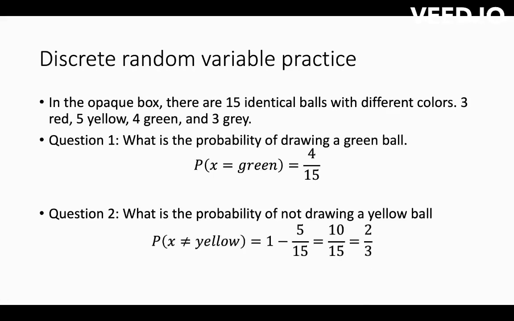And then what is the probability of not drawing a yellow ball? To find the probability of not drawing a yellow ball, we need to find the probability of drawing a yellow ball, and then use 1 minus that probability. So the probability of drawing a yellow ball will be 5 over 15, and then we use 1 minus 5 over 15, we get 10 over 15, which will simplify to 2 over 3. So then the probability of not drawing a yellow ball would be 2 over 3.